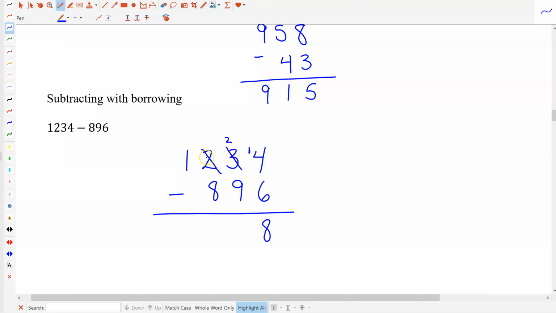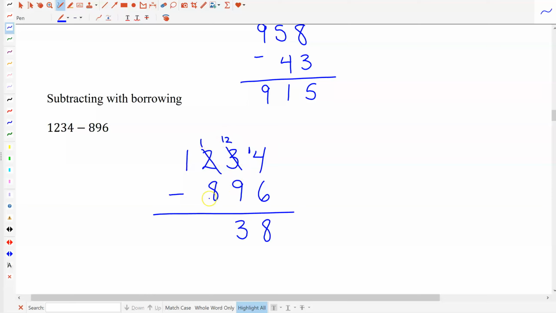So if I have 2, and I want to borrow 1, that leaves me with 1 left over, and I'm going to hook a 1 right here next to that 2, so that ends up being a 12. Okay, so this basically means 12 tens. Right, but if I have 12 tens and I want to take away 9 tens, then in that column I would have 3 tens left.